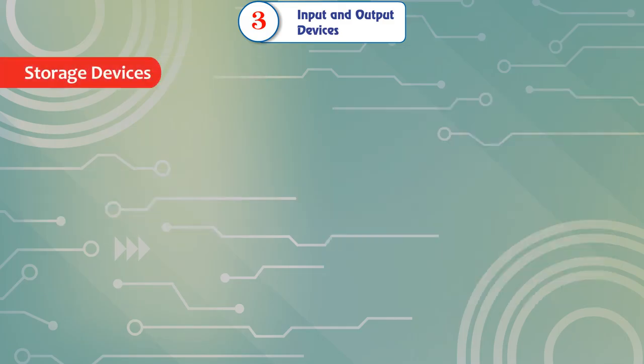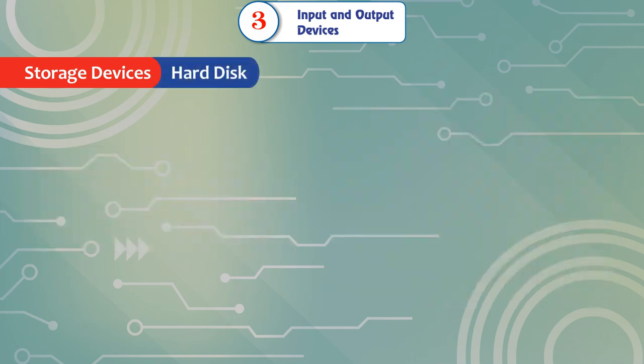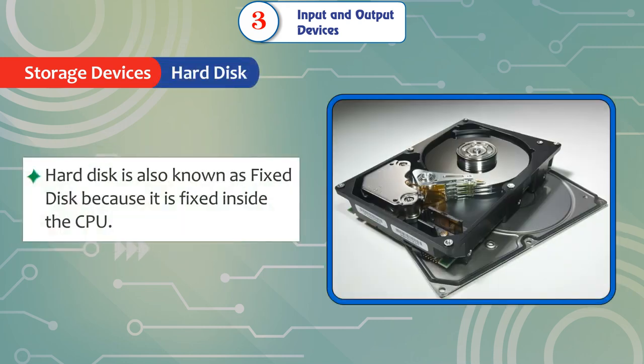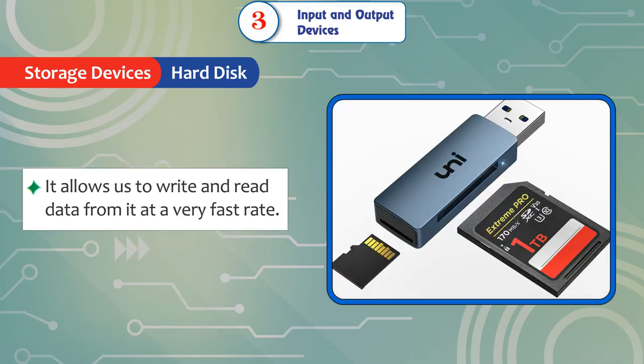Storage devices. Storage devices are used to store the data into the computer, which remains there until you delete it. These devices include hard disk. Hard disk is also known as fixed disk because it is fixed inside the CPU. It has a large storage capacity and can store large amount of data. It allows us to write and read data from it at a very fast rate.